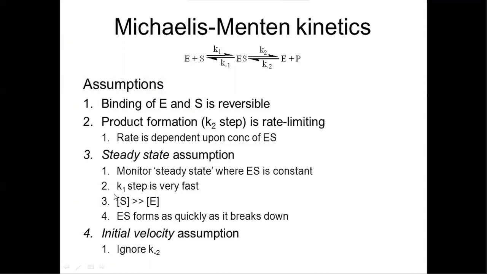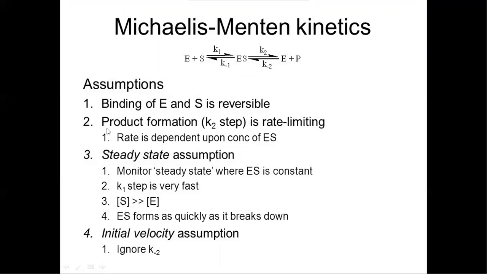These are the four important assumptions from which Michaelis and Menten derived the final equation. The first assumption is that the binding of E and S is reversible. That means the enzyme reacts with the substrate and forms the enzyme substrate complex, which is an equilibrium reaction, a reversible reaction. And the enzyme substrate complex is not a stable form, so it converts back to enzyme and substrate. So this is the first assumption of Michaelis Menten.